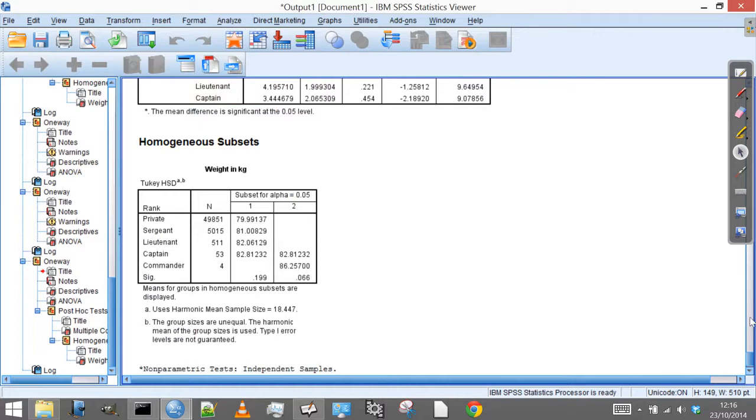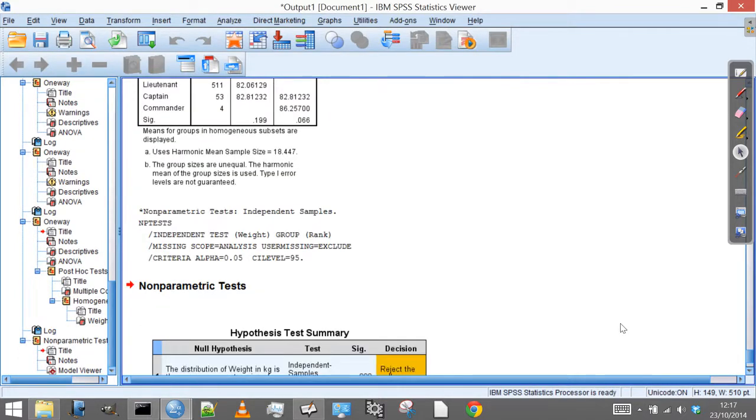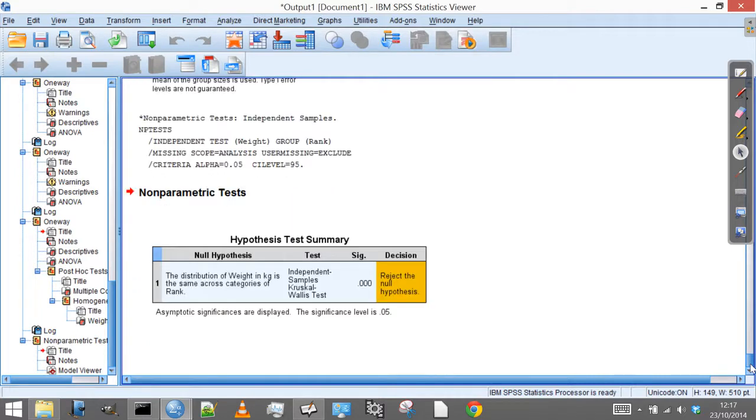It doesn't give you all these confusing tables. It just gives you a single result, and it tells you the null hypothesis: the distribution of weight in kilograms is the same across categories of rank. So that's our null hypothesis. It even tells you what its null hypothesis is. It's done a Kruskal-Wallis test. It tells you that it's got a highly significant result, and it's going to reject the null hypothesis. So there you go. That's where that is.